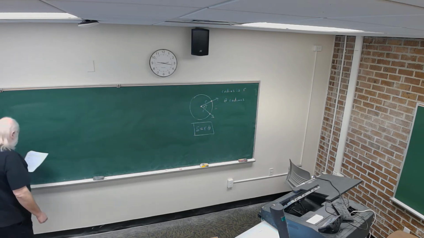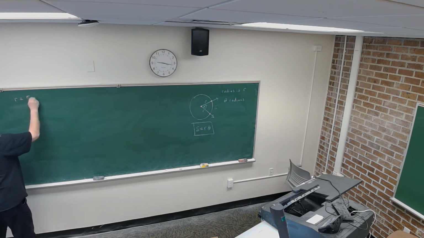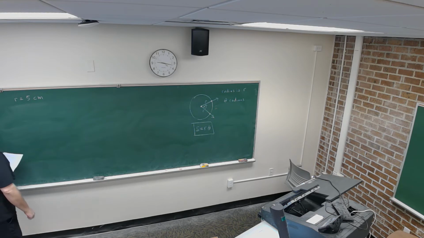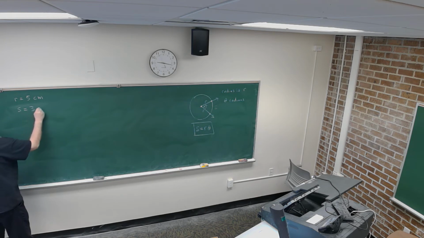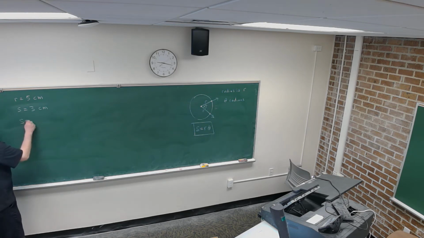So in example 6, in a circle of radius 5 centimeters, an arc of length 3 centimeters has an angle theta. Find the measure of the central angle in degrees and radians. Well, s is equal to r times theta. So if I divide both sides by r, I have s over r is equal to theta, or theta is equal to s over r.